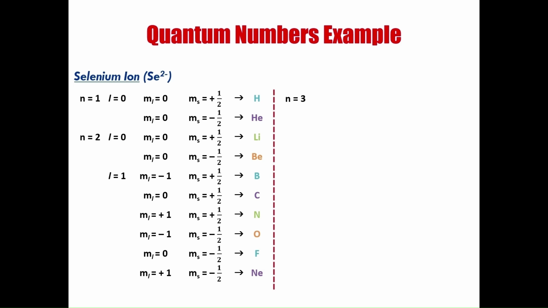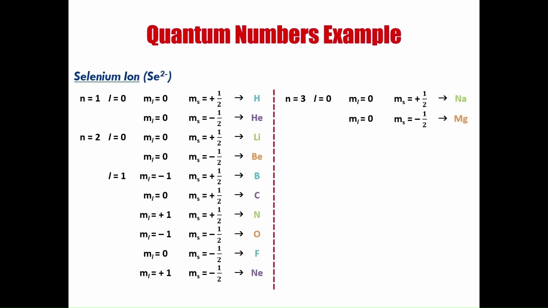Okay, and so it gets a little tricky when we're doing the third energy level, but we're going to start the exact same way, just like we started with the second energy level. We're going to start with the s orbital. And so I'm going to write L equals 0, ML equals 0. I'm going to put the first electron in. I have sodium now. The second electron, I have magnesium.